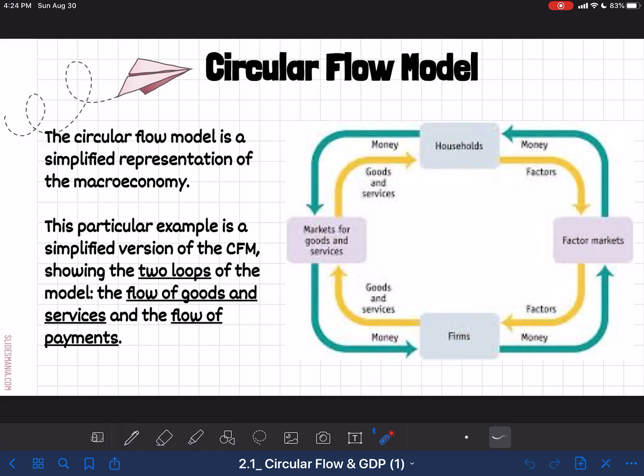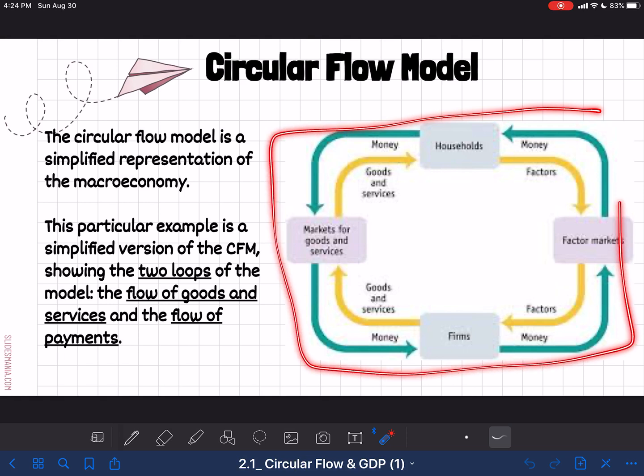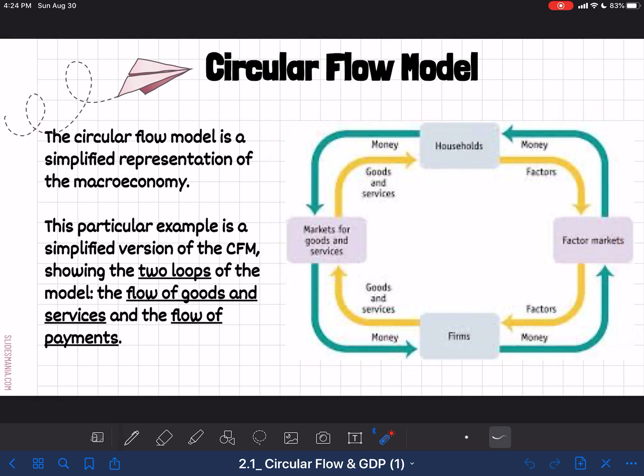So we're going to start by talking about the circular flow model. Our circular flow model is just a simplified representation of the macroeconomy. This picture over here is a simplified version of the model, and it shows our four main factors in the circular flow model, our four main players, we could say as well. Our first player in the circular flow model is households, and these are the individuals.